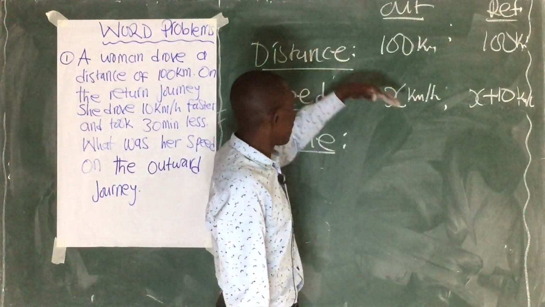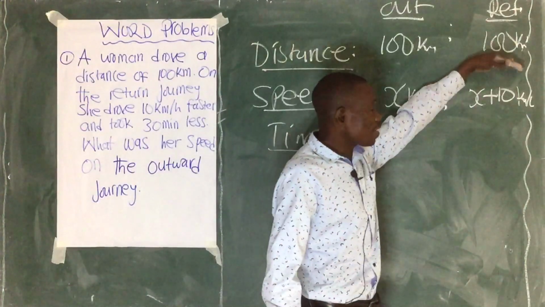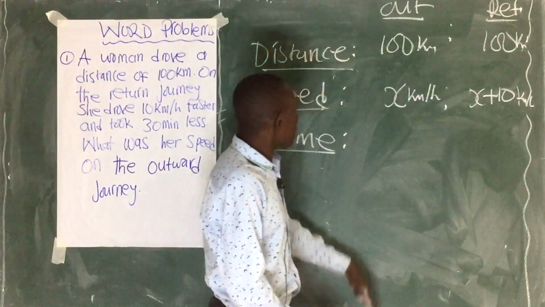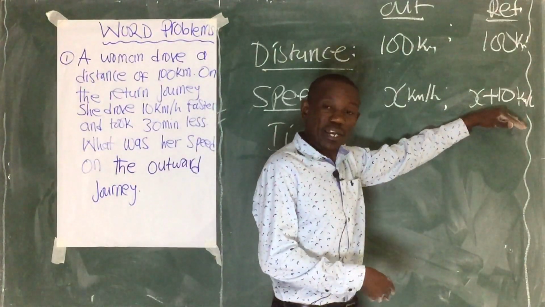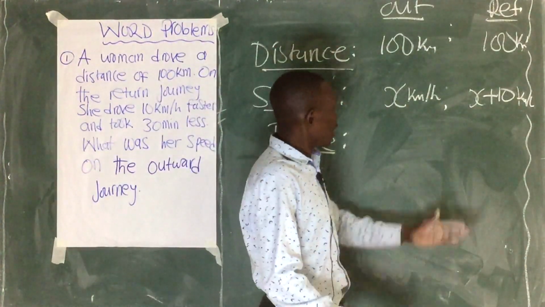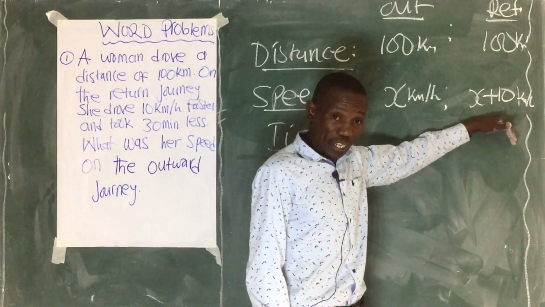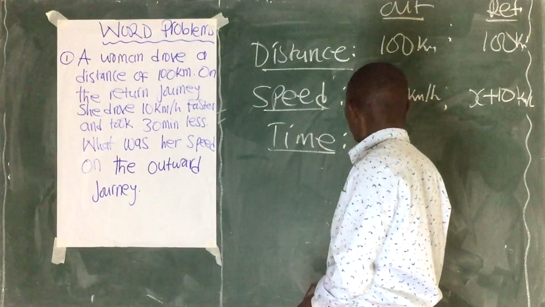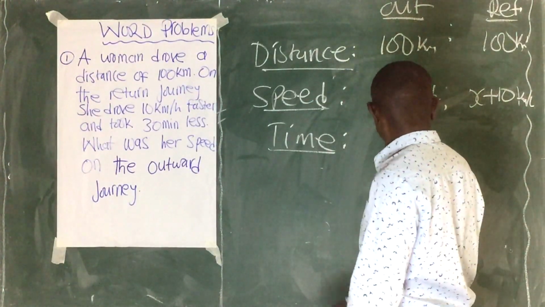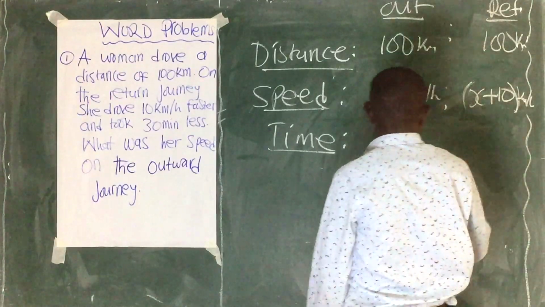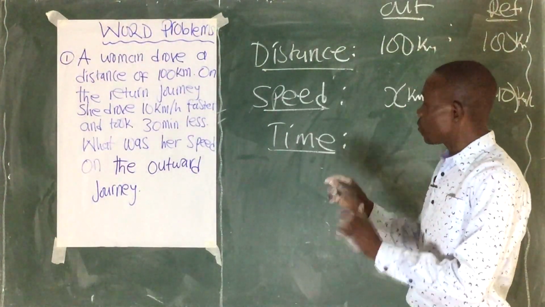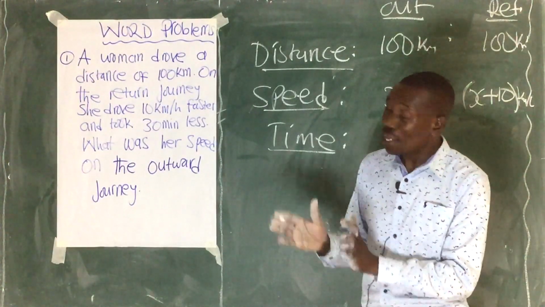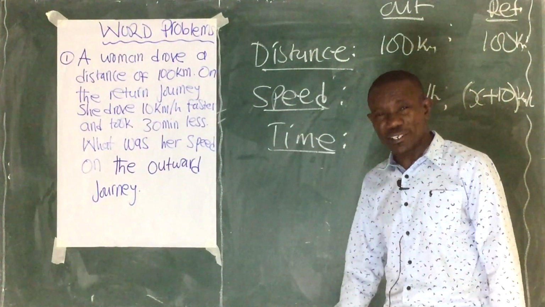So please take it: distance out is 100, distance returning is 100, and speed out is x kilometers per hour. Coming back, she drove faster, that is x plus 10 kilometers per hour. Here you can set some brackets aside. Now for the time, it's expected. Though it is not indicated, we still have to work it out, because these quantities work hand in hand.